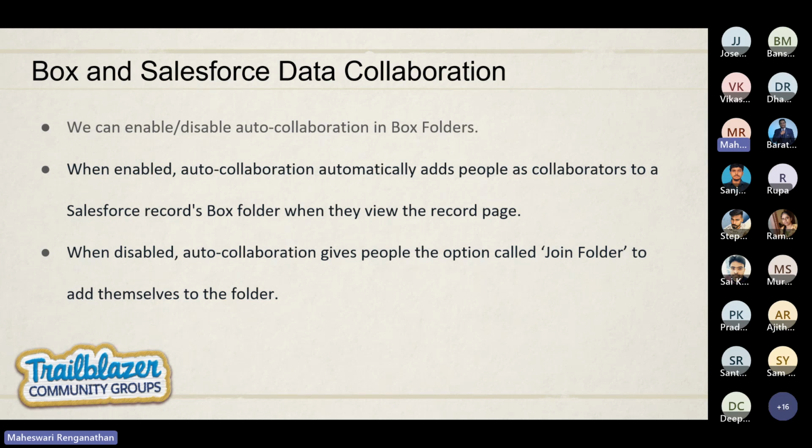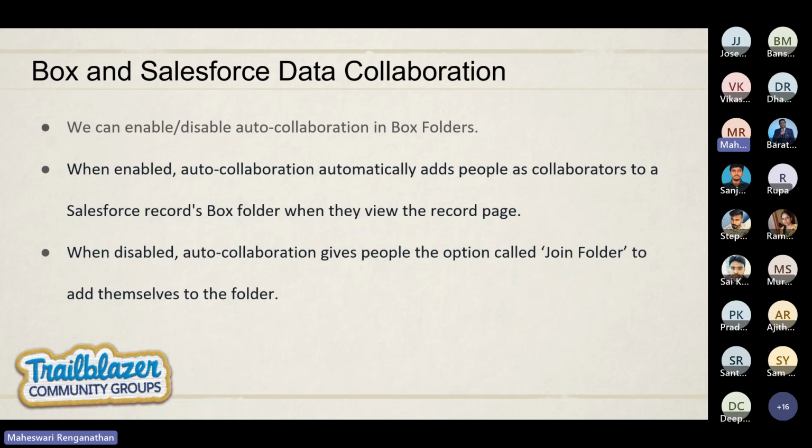In Box, as Dhanlakshmi said, we have the parent folder as well as the child folders. If we give the parent folder editor access, by default all the permissions are inherited by all the child folders. If we want different permissions, we need to do extra configuration for that. When it is disabled, the auto collaboration doesn't work. Whenever a new account record is created, by default the Box folder will be created via the trigger, and the collaboration will not happen at that time.